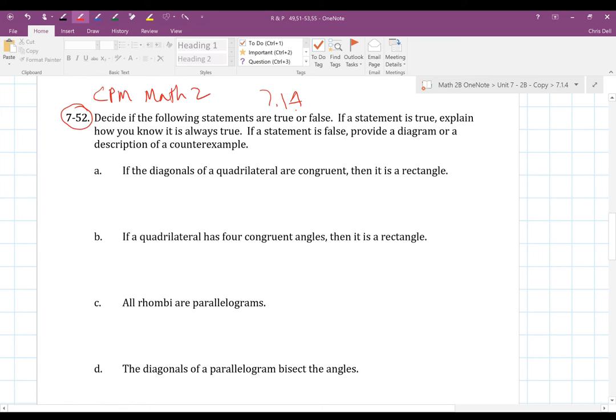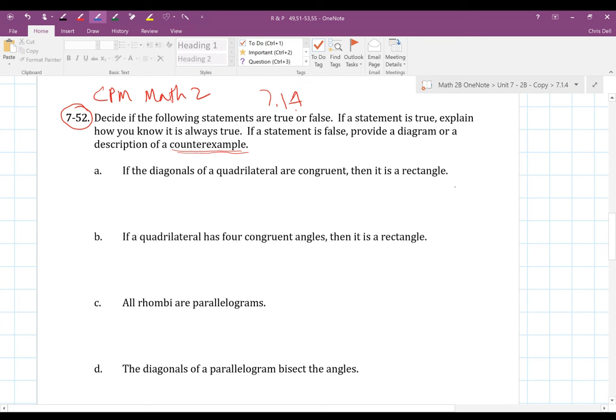If a statement is true, explain how you know it's always true. If a statement is false, provide a diagram or description of a counterexample to show that it is false and why it's false. So it says, if the diagonals of a quadrilateral are congruent, then it's a rectangle. So is that always true? If I have the diagonals of a quadrilateral and they are congruent, will it always be true?